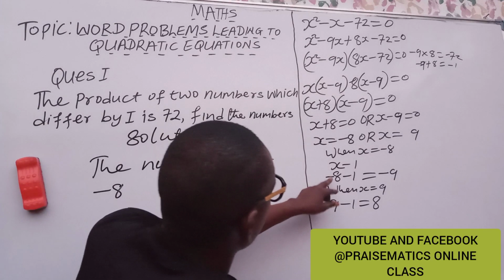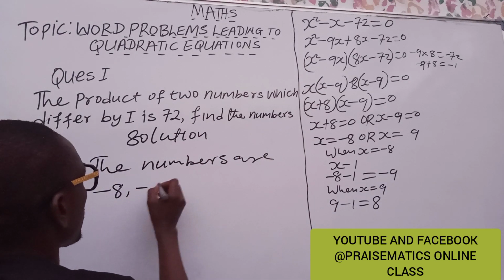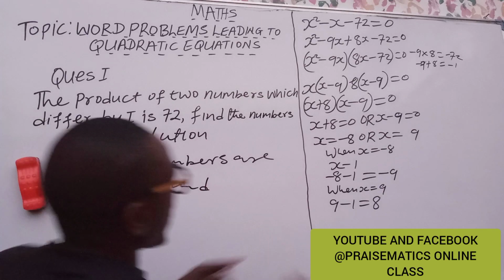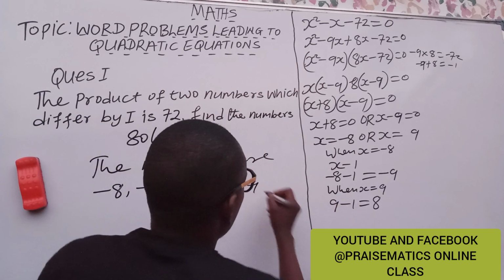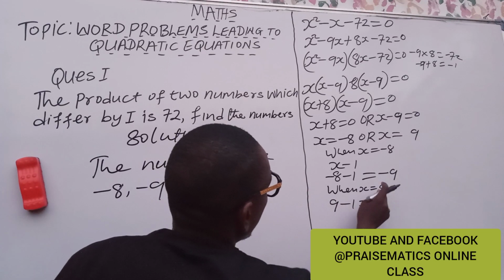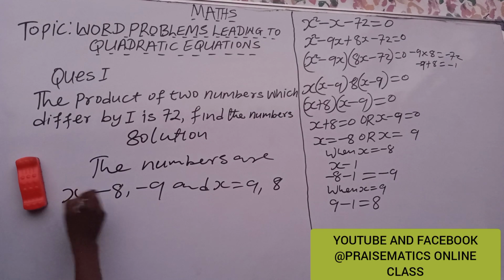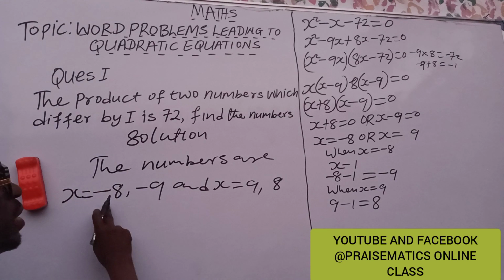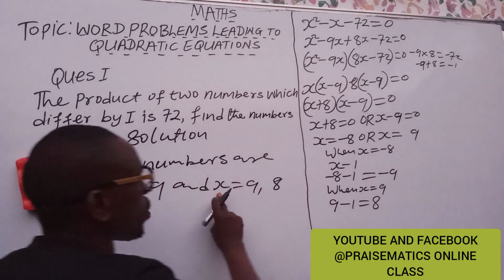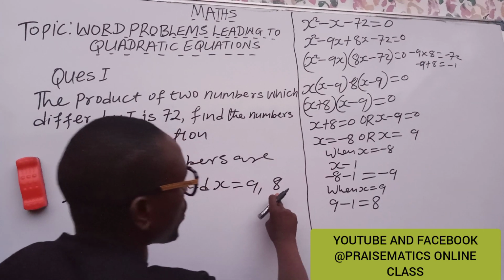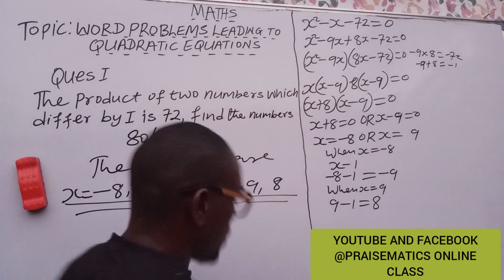And when x equals 9, the other one will be 8. So when x equals minus 8, x minus 1 will be equal to minus 9. When x equals 9, x minus 1 will be 8. So this is the solution to the problem.